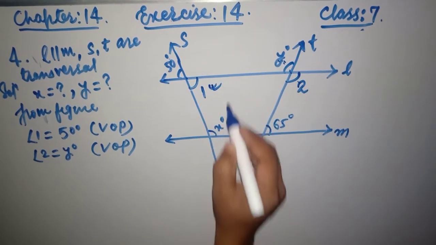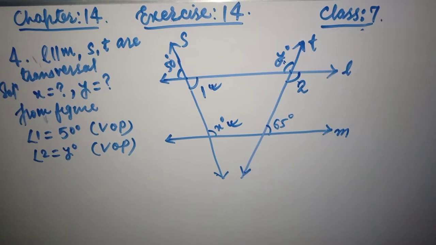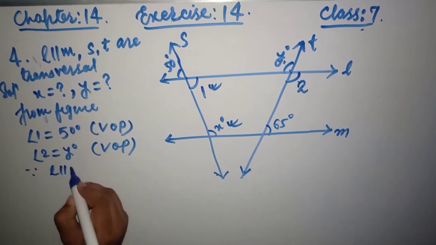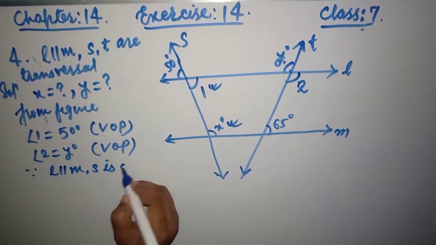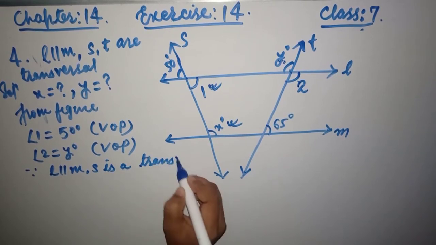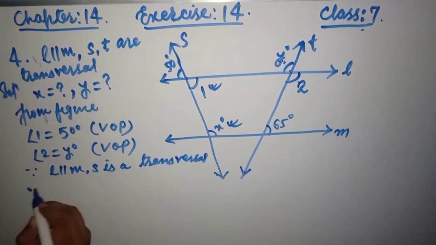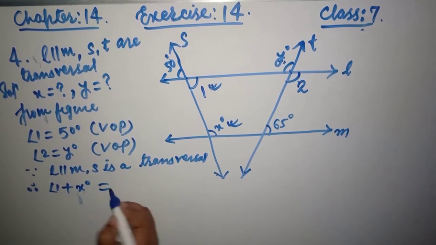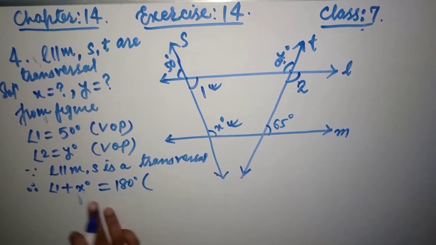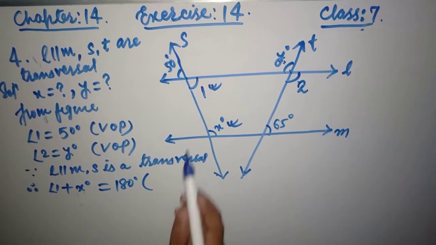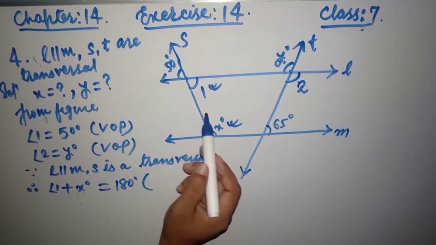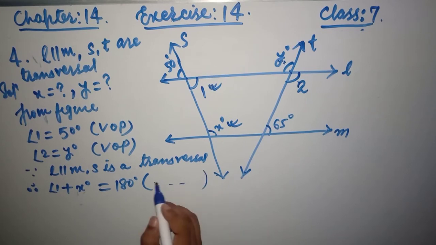Now friends, look at this: angle A and angle X are the interior angles on the same side of the transversal, because L is parallel to M and S is the transversal. So therefore friends, angle 1 plus X degree is equal to 180 degree, because 1 and X are supplementary angles, as both the angles are interior on the same side of the transversal.